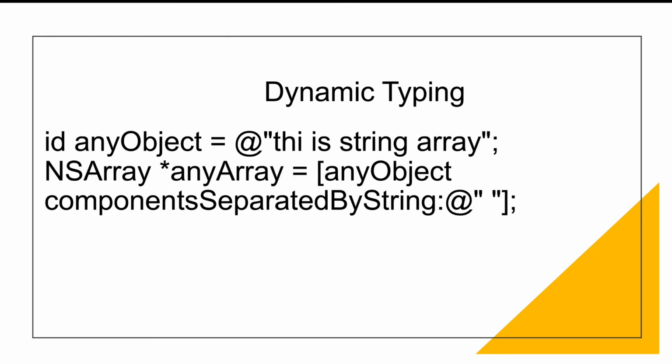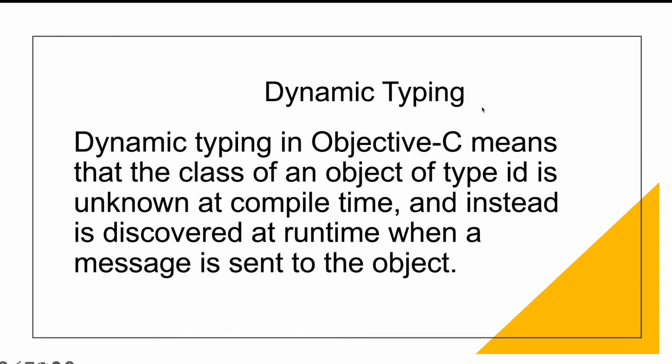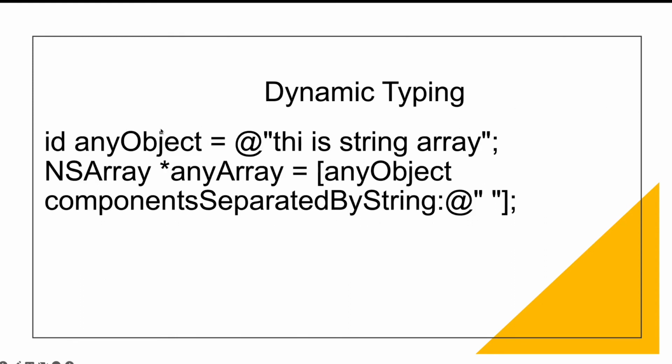Okay, so here look at this. At compile time, I wrote this ID any object. This is a string array. This will not throw any error or compilation error. I create a variable of Objective-C data type ID, and I assign this string. Okay, at runtime, what will execute?